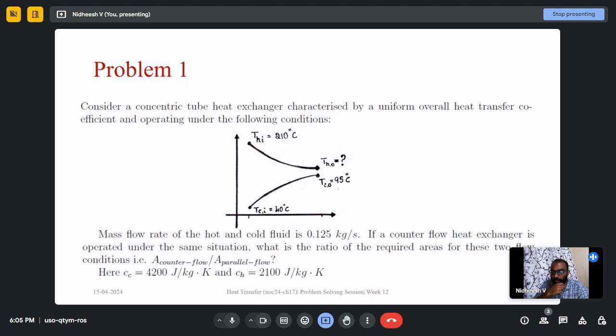Okay, I think the problem statement should be clear. We have been given the inlet temperature for the hot and cold fluid and the outlet temperature of the cold fluid for a parallel flow heat exchanger, and the mass flow rate for the hot and cold fluid both are given to be the same, 0.125 kg per second. And now we have to design a counterflow heat exchanger which would be operating under the same situation, meaning the total heat transfer rate would be the same. So for that scenario we need to find out the ratio of the corresponding areas available for heat transfer in this counterflow and parallel flow heat exchanger.